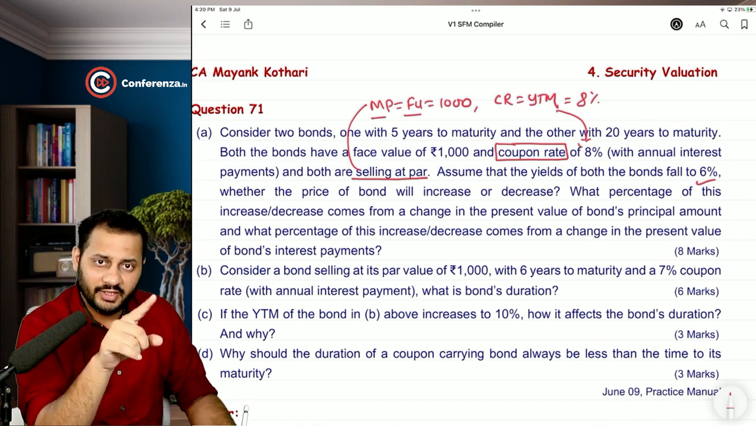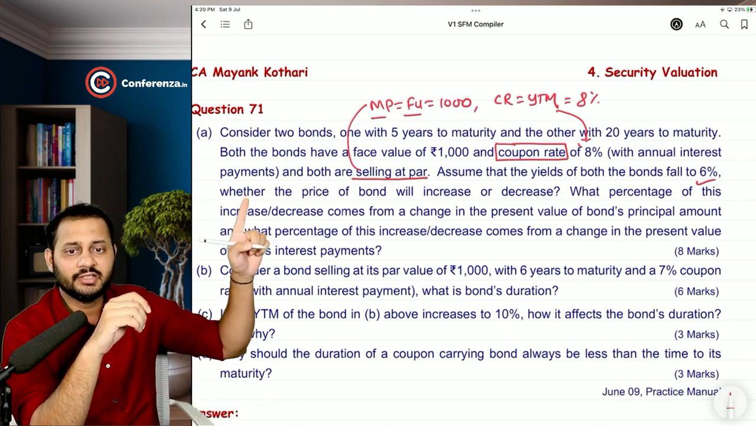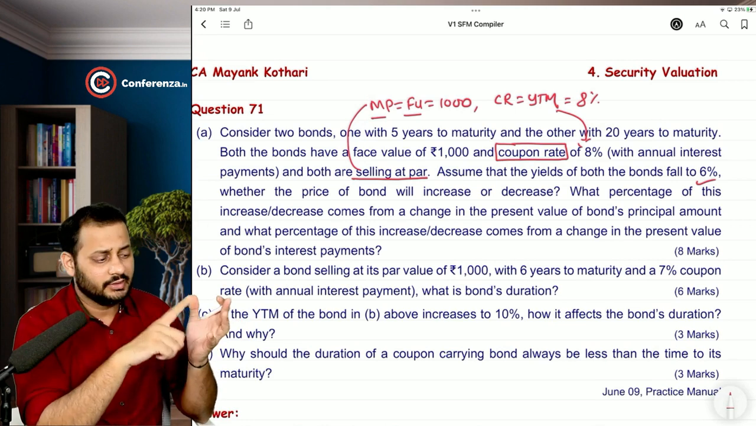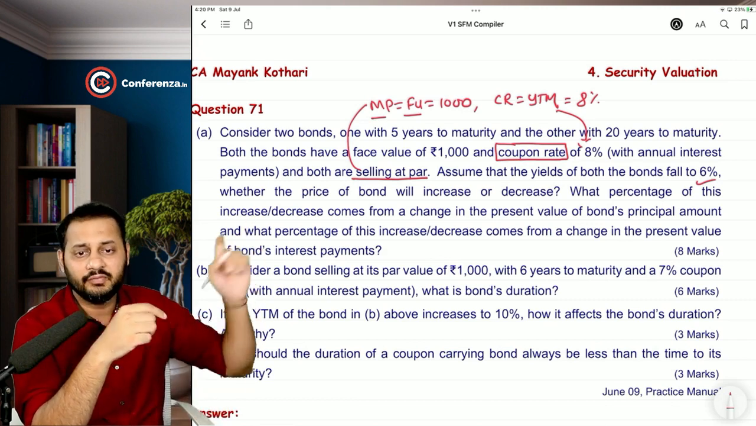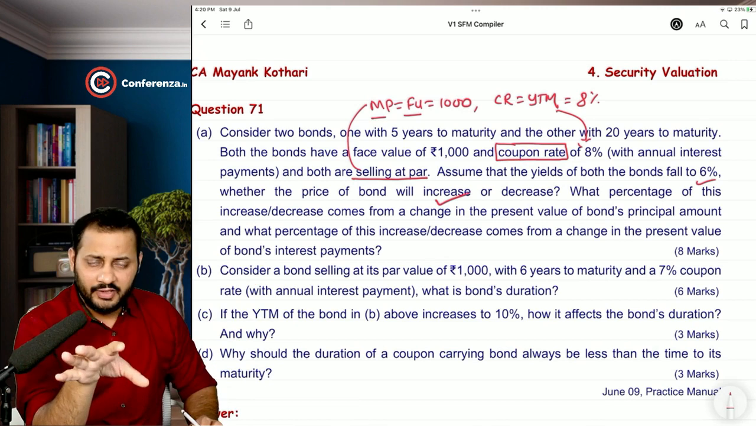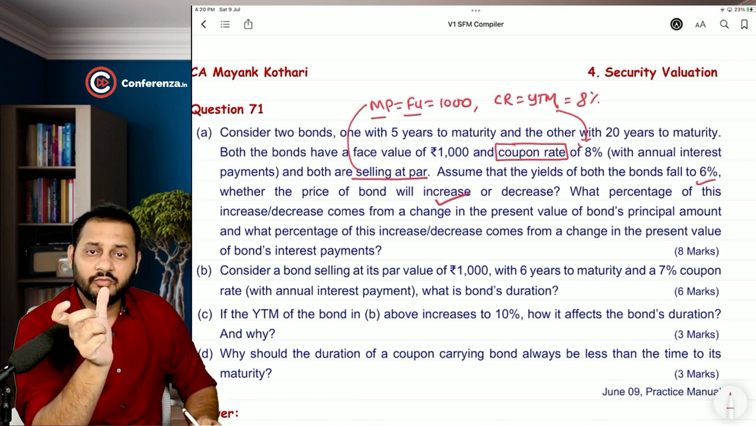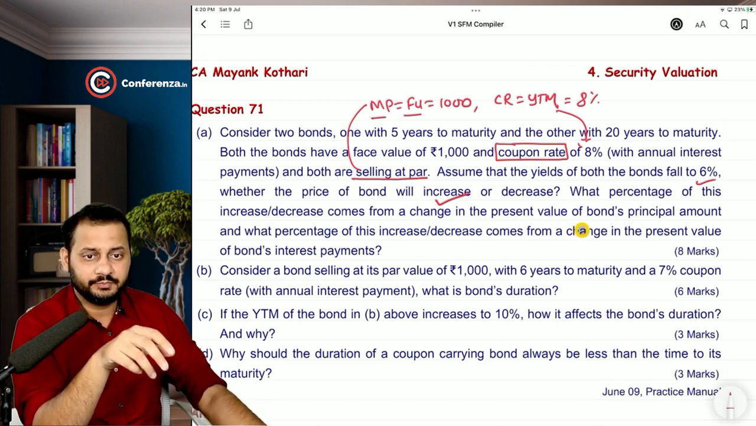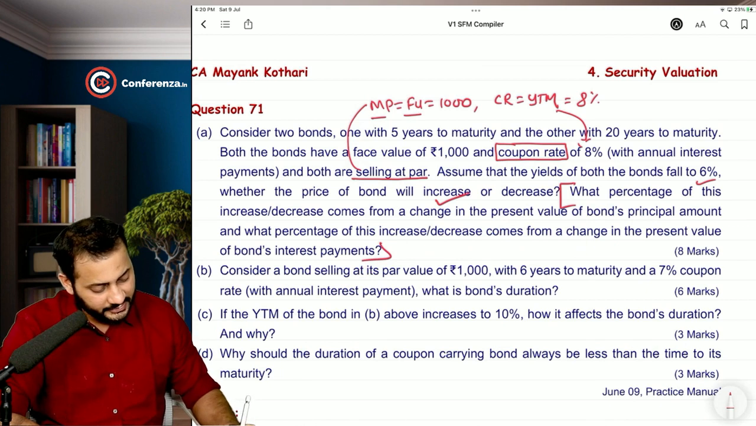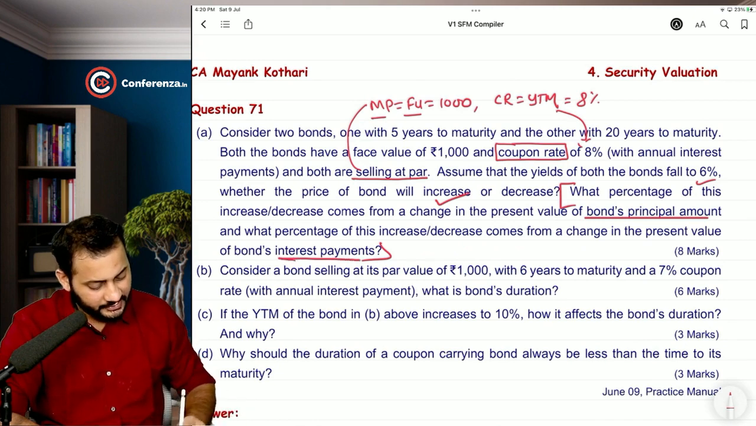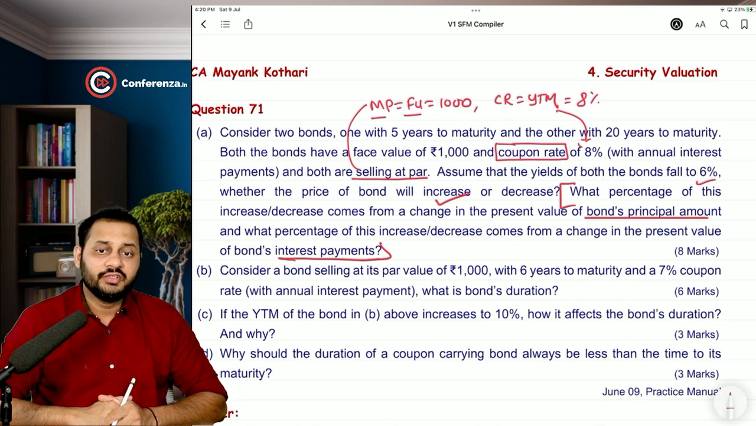So that 8% YTM will fall to 6%. Whether the price of the bond will increase or decrease is very simple. The price of the bond will increase because the YTM is falling. There is an inverse relationship with the market price. Okay, we agree that the bond price will increase, but from the total increase, what percentage of this increase or decrease comes from a change in the present value of the bond's principal amount, and what percentage comes from a change in the present value of interest payments? So this entire statement says that we have to find out how much the principal amount has changed and how much the interest has changed.